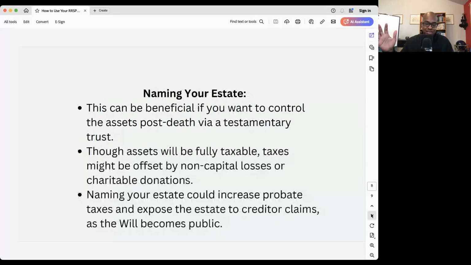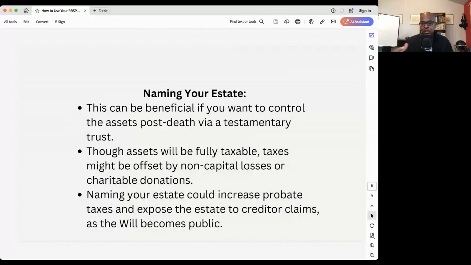What if I just leave it to my estate? Sure, you can do that. Again, it's going to be fully taxable, right? If you have some non-capital losses or charitable donations or things of that nature, it can offset a bit of that. But it will be fully taxable, treated as ordinary income. However, here's the thing: naming your estate could also increase probate taxes.